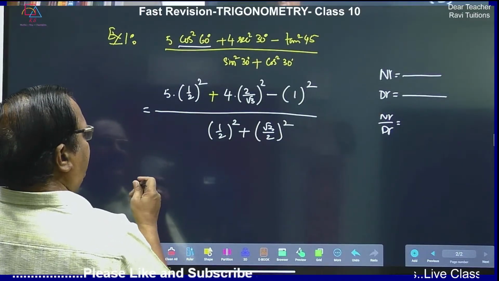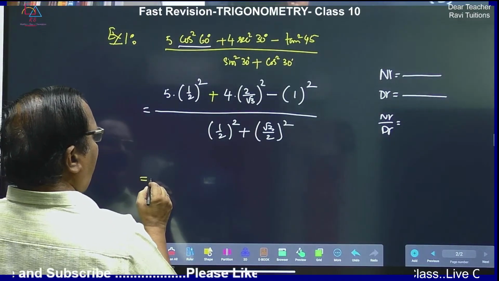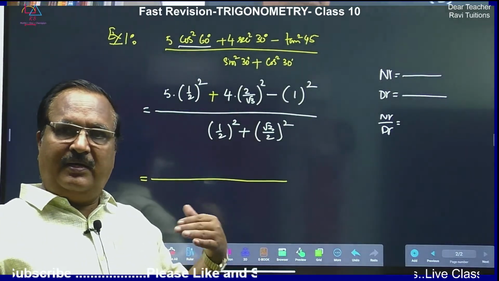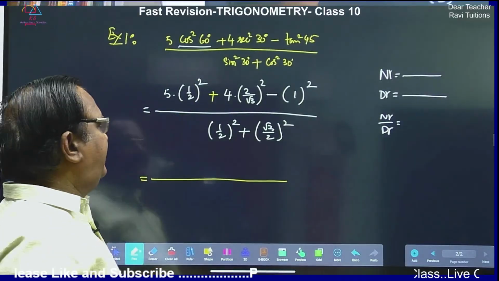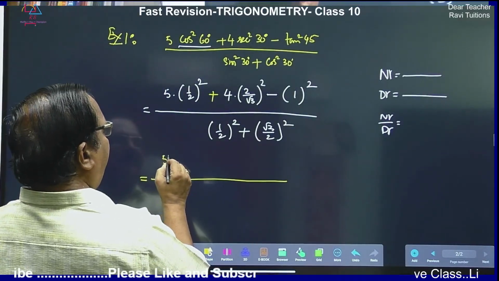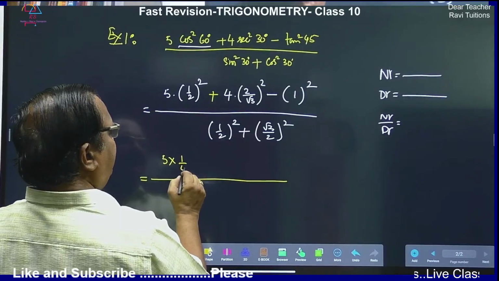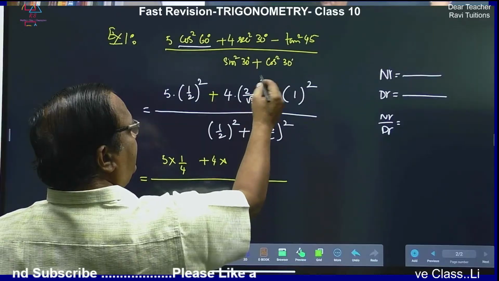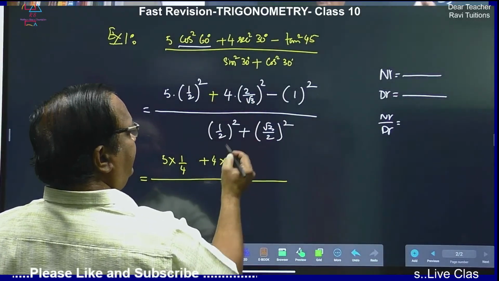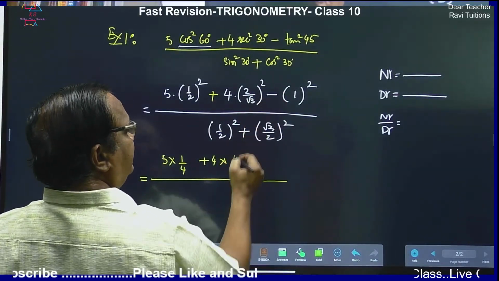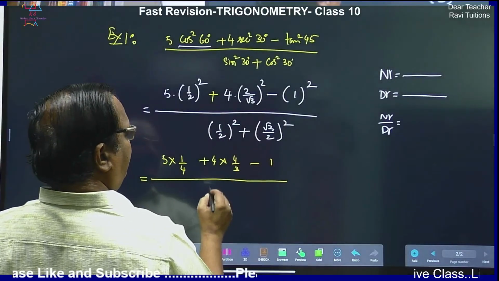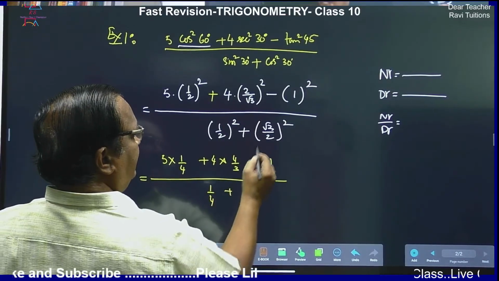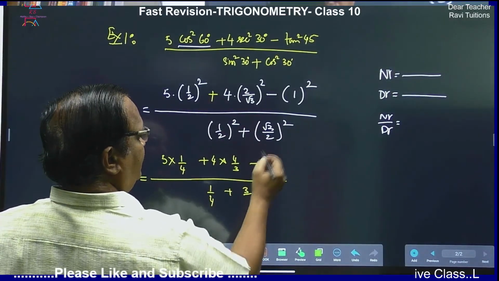Again, I will put is equal to and a divided by symbol. Then I will simplify the numerator. So, 5 into 1 by 2 whole square is 1 by 4, so 5 by 4. 2 by root 3 whole square is 4 by 3: 2 square is 4, root 3 whole square is 3, minus 1. In the denominator, 1 by 2 whole square is 1 by 4, plus root 3 square is 3 and 2 square is 4.